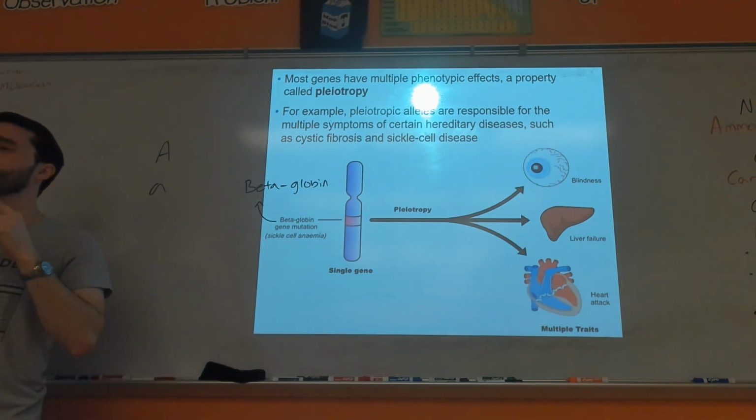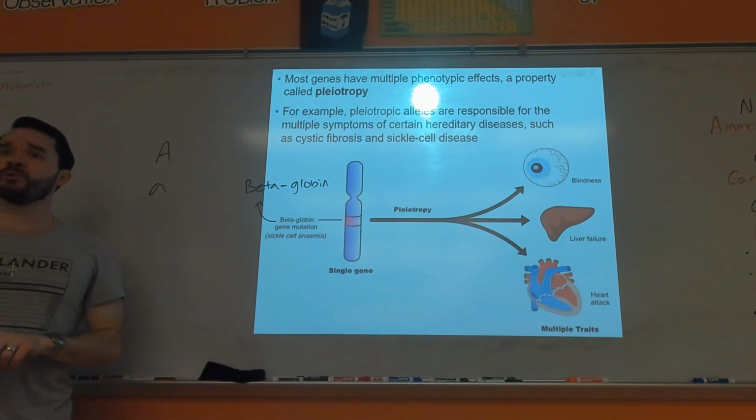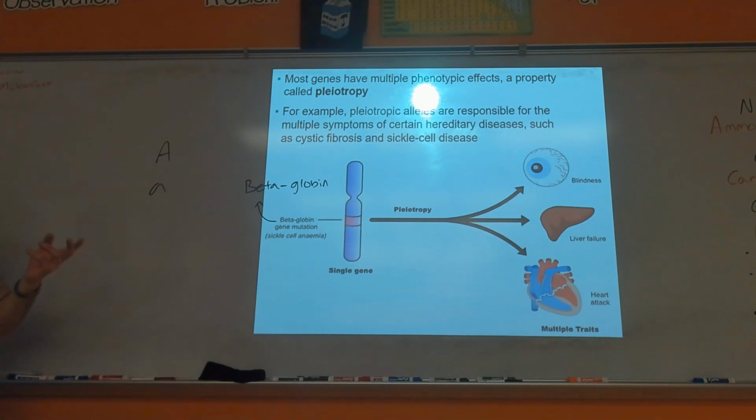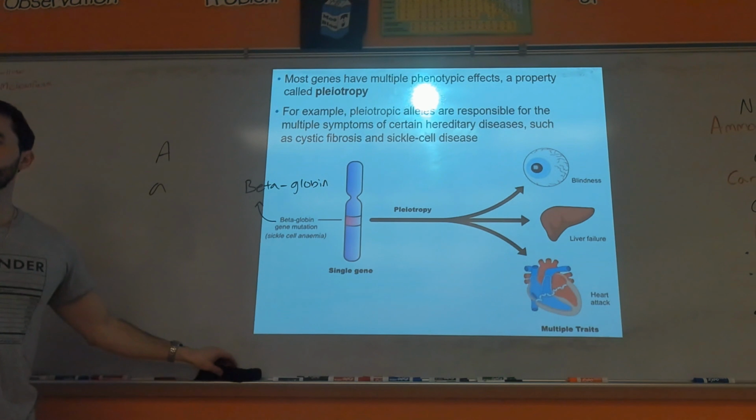It doesn't just impact one phenotype, right? Whereas if you had just a gene that controlled flower color, if that gene only affected just flower color, that would not be pleiotropy. But if it affected flower color and seed shape, then that would be pleiotropy. Okay. Cystic fibrosis, which we'll talk about next class, that's another example of pleiotropy. Any questions on this one?